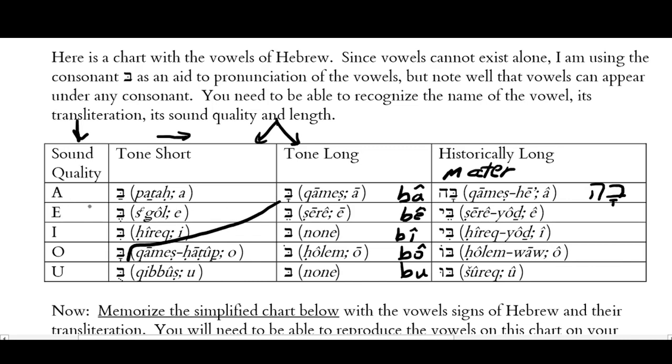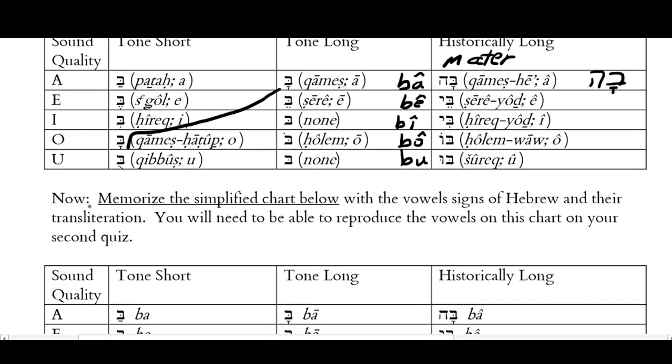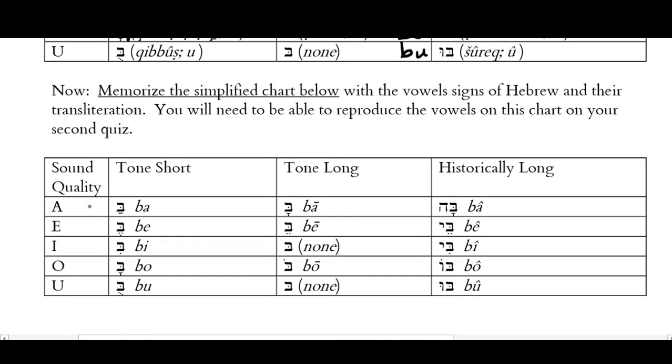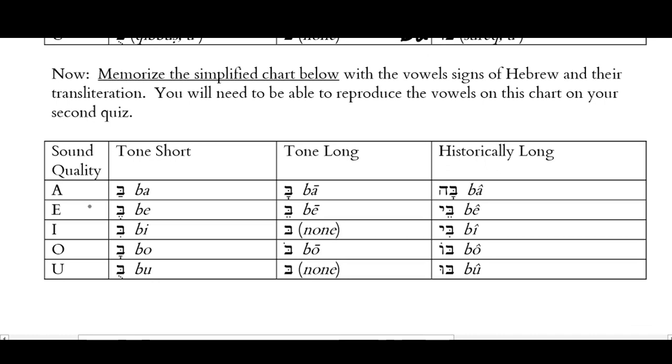All right. You need to memorize this simplified vowel chart according to this second chart without the names written, but you should learn the names. So let me have you repeat after me, reading the tone short and reading down.